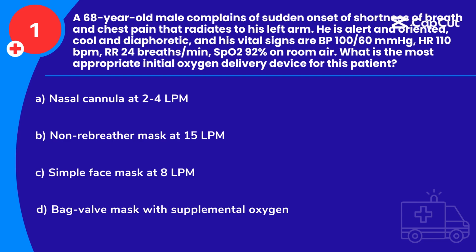Question 1. A 68-year-old male complains of sudden onset of shortness of breath and chest pain that radiates to his left arm. He is alert and oriented, cool and diaphoretic, and his vital signs are BP 100/60 mmHg, HR 110 bpm, RR 24 breaths/min, SpO2 92% on room air. What is the most appropriate initial oxygen delivery device for this patient?